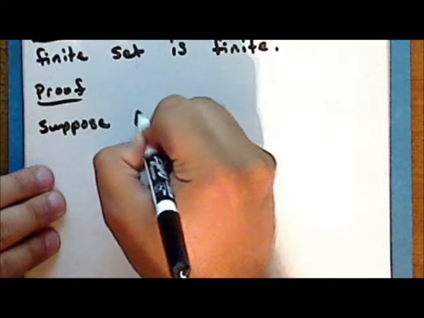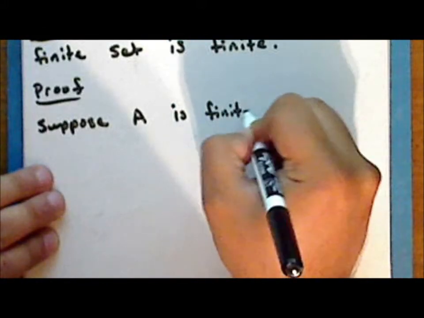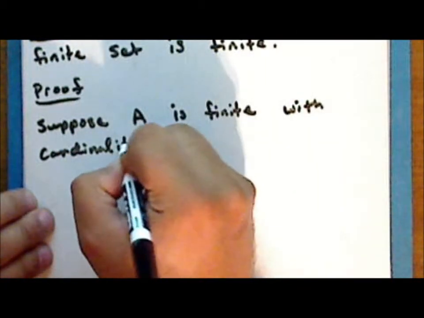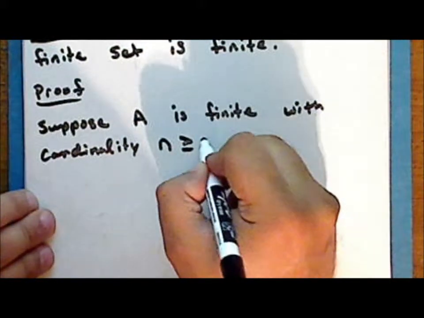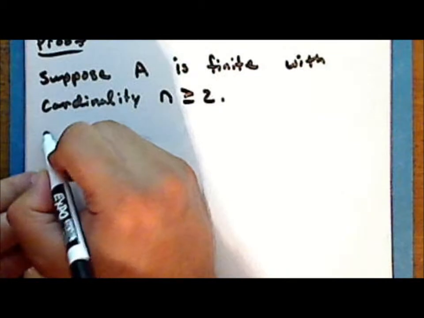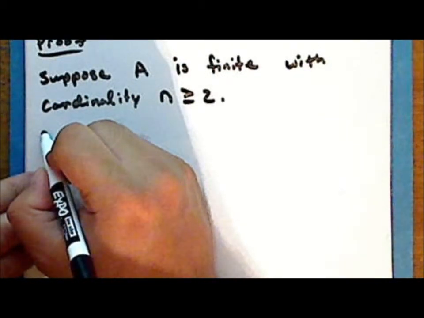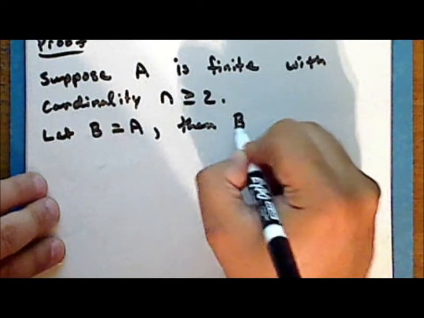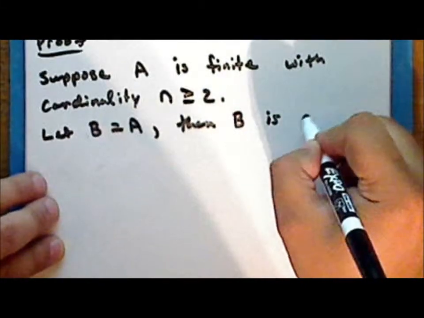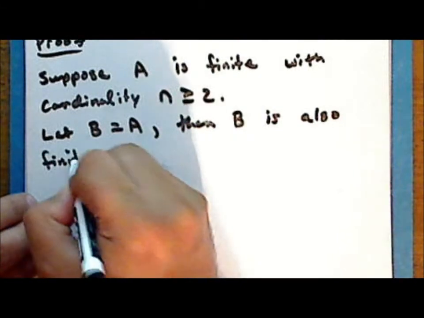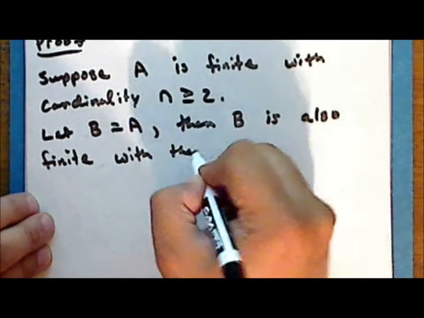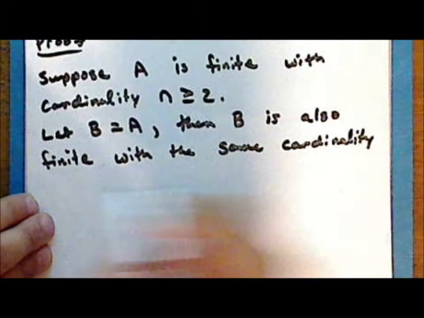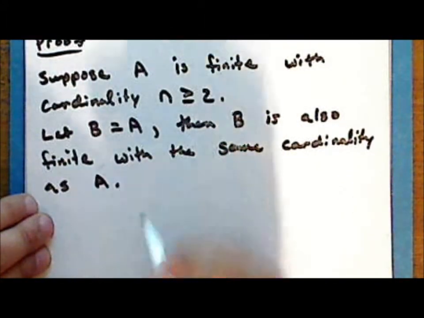Suppose that the set A is finite with cardinality n greater than or equal to 2, let B be equal to A, then B is also finite with the same cardinality as the set A.